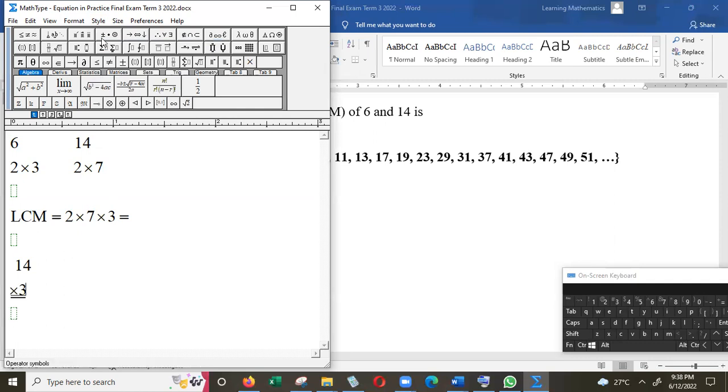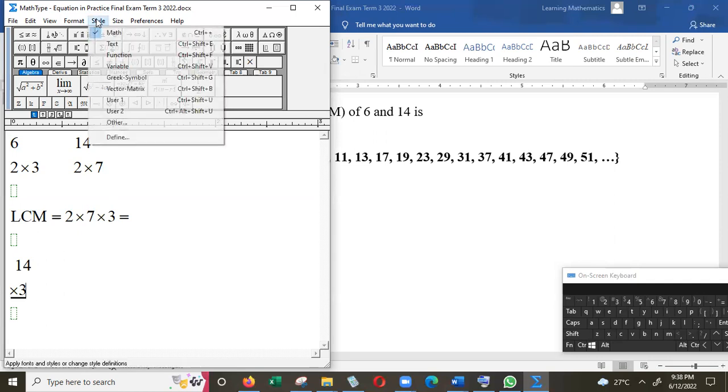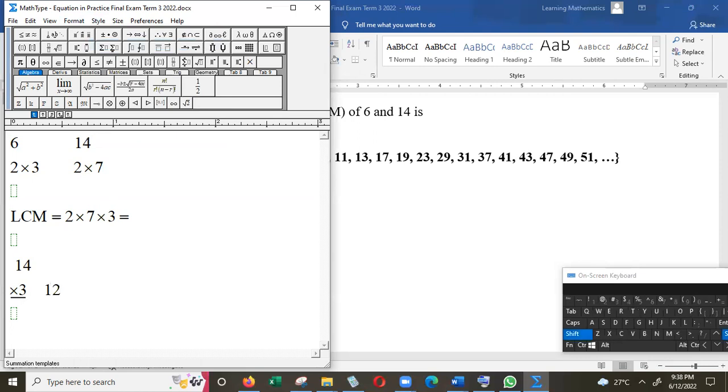So 3 4s are 12. Bring down the 2. Carry the 1. So 3 1s are 3, and 1 will give us 4. So the lowest common multiple of 6 and 14 is 42.